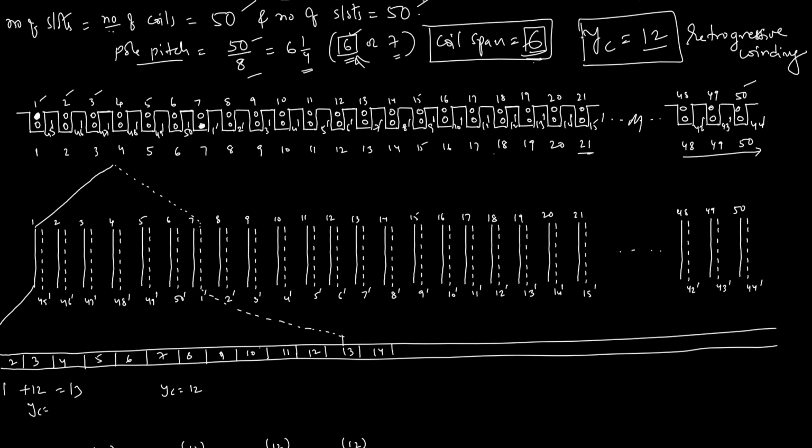Now the 13th coil will join from the 13th segment like this. It will connect to the backside of the 13th coil, that is 13 dash. And again from 13 plus 12, which is equal to 25, it will meet somewhere in the 25th segment.